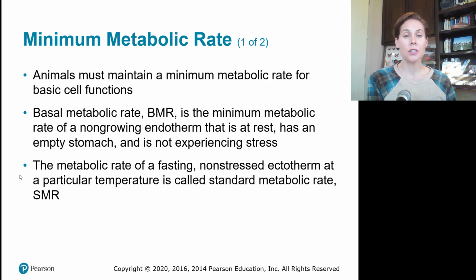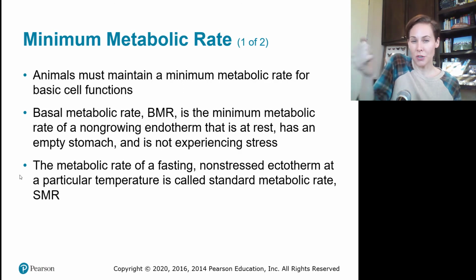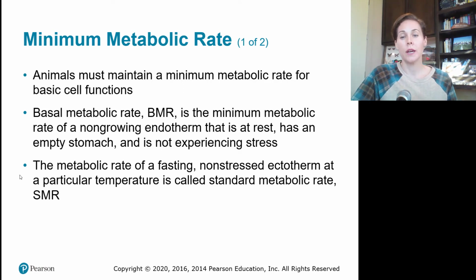So an endotherm is something that produces its heat from its body. We are endotherms. An ectotherm is like an amphibian or a reptile or insects that get heat from their environment. So they have different behavioral tactics where they might find the sun to rest. So you see a lizard sunning itself. It's trying to produce energy that way. So SMR is for the ectotherms and BMR is for us endotherms.